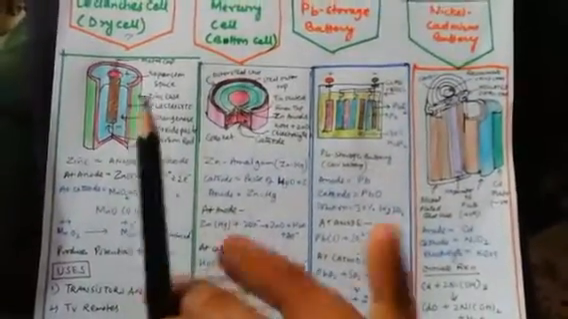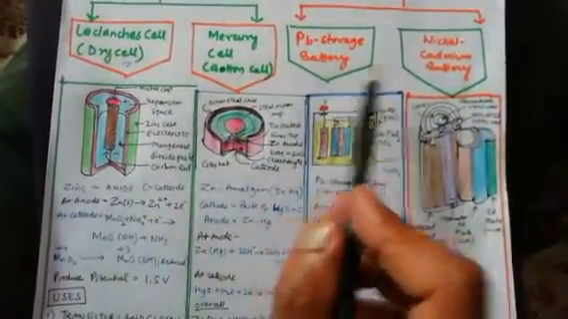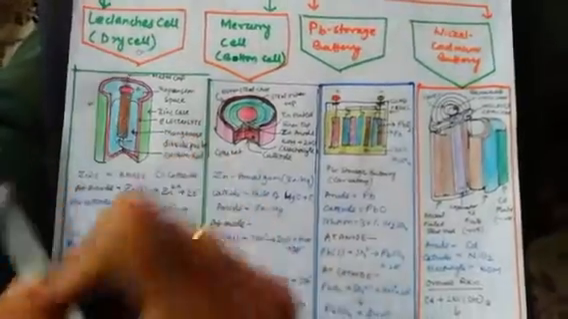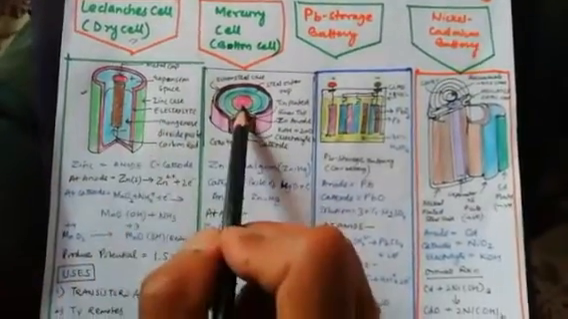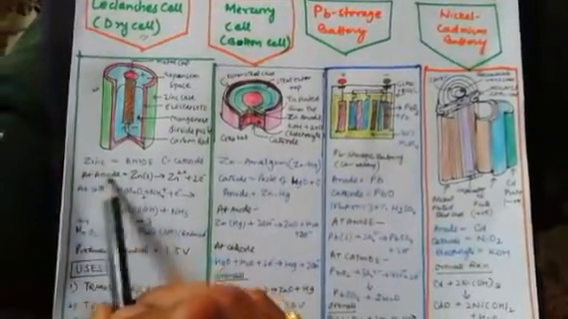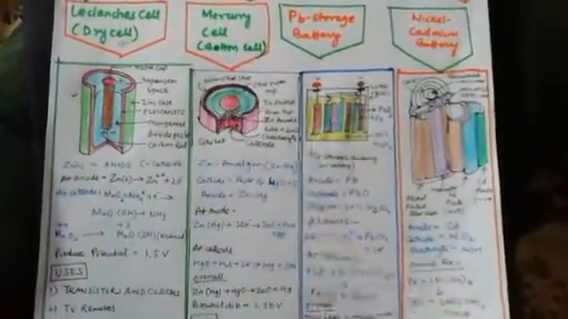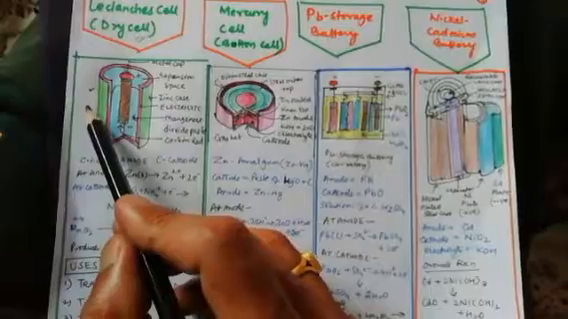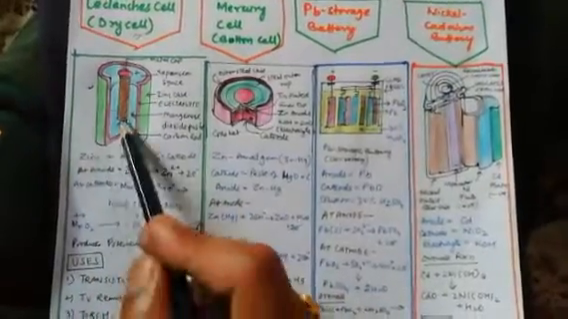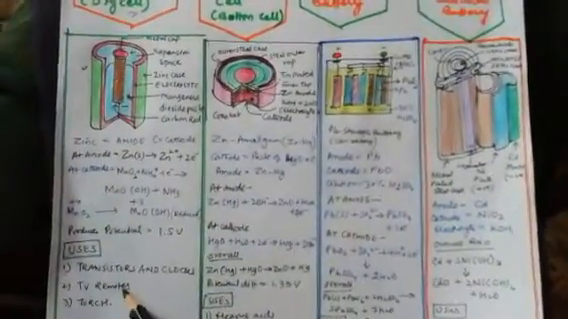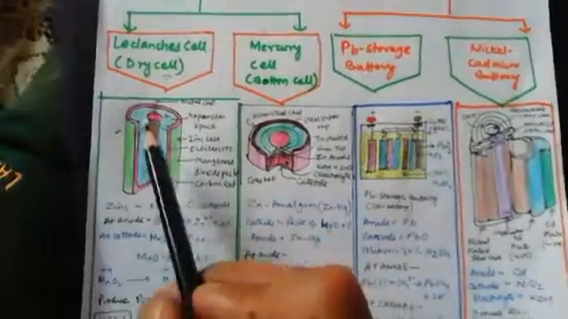So basically what do we need to study from these four types of battery? Number 1, the diagram, which tells us the construction. Number 2, the working, which is the reaction. And number 3, uses. So in each type of battery, we need to study these three things: diagram or construction, working, and uses. So let's start with the Leclanche cell or dry cell.